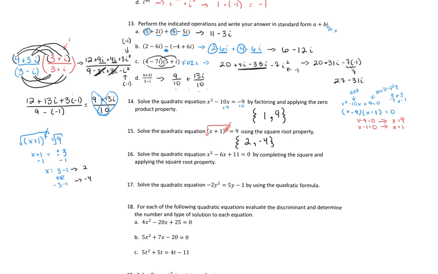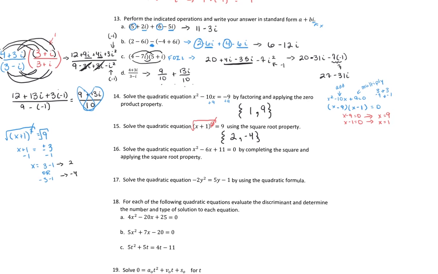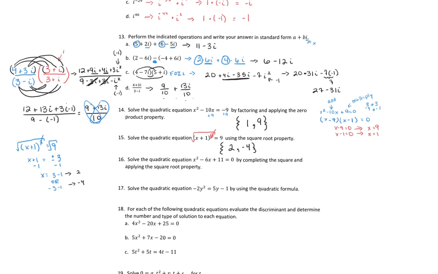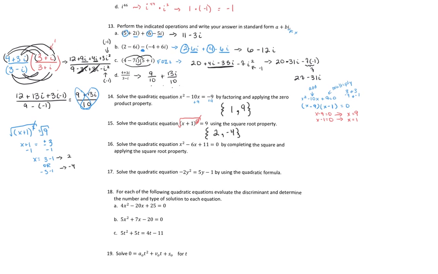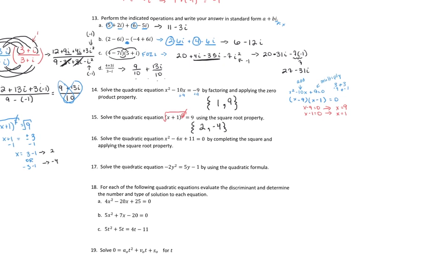All right, now for number 16. Solve the quadratic equation x squared minus 6x plus 11 equals 0 by completing the square and applying the square root property. Completing the square is a little tricky, so I'm going to work it out on this right side. I'm going to start by writing down what we have: x squared minus 6x plus 11 equals 0.